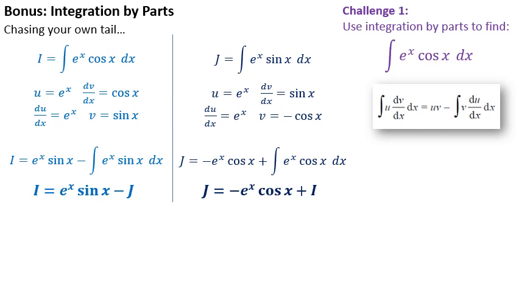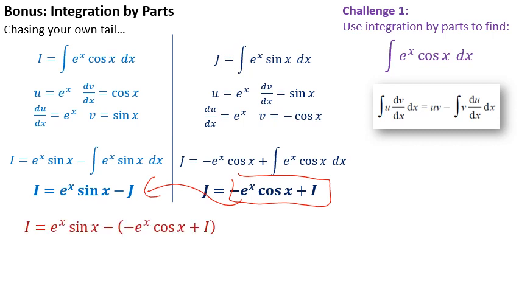Look what happens if we take J and substitute it directly into I. Now, it may look like an unhelpful circular definition, but that's not quite what we get. When you sort out those brackets, we have e to the x sin x plus e to the x cos x minus I. Now, sometimes when you apply something like this, everything cancels out and you get a valid but completely unhelpful statement like I equals I.